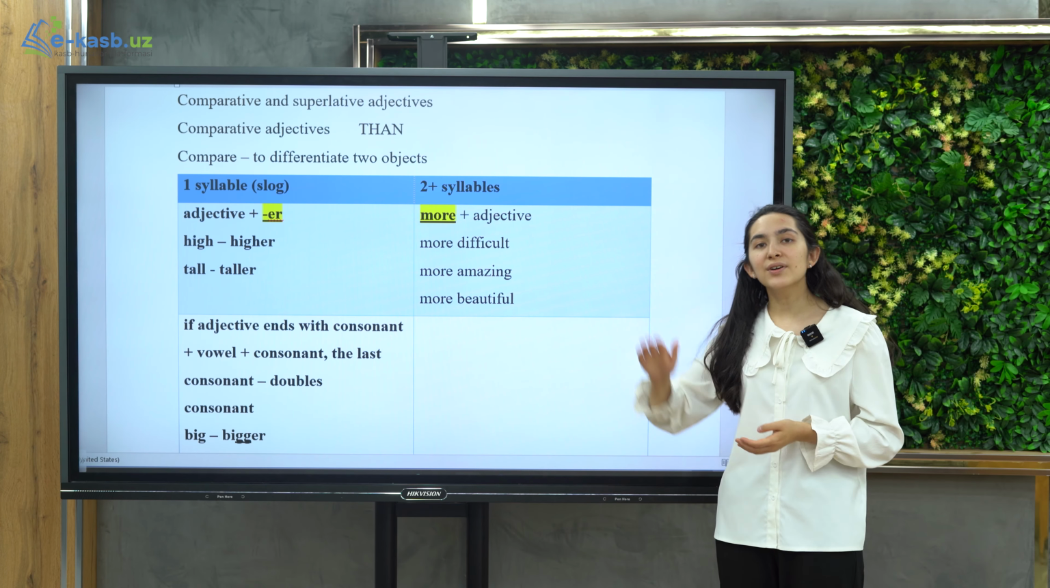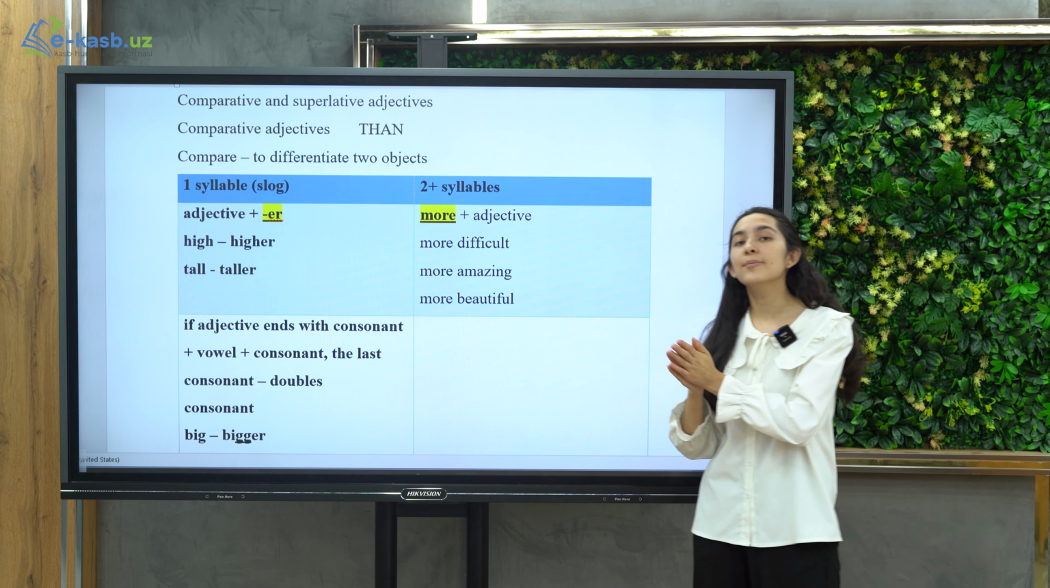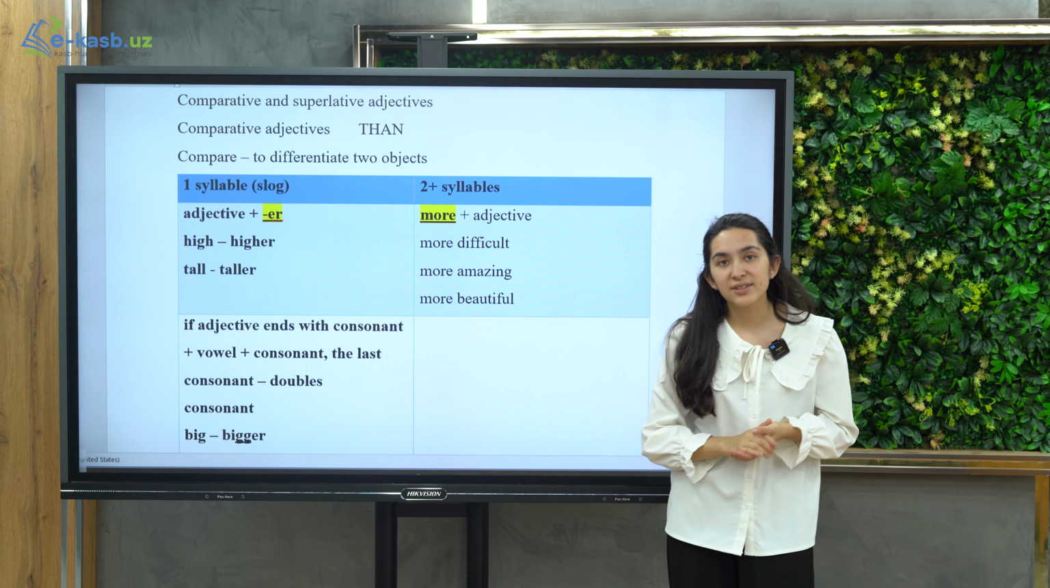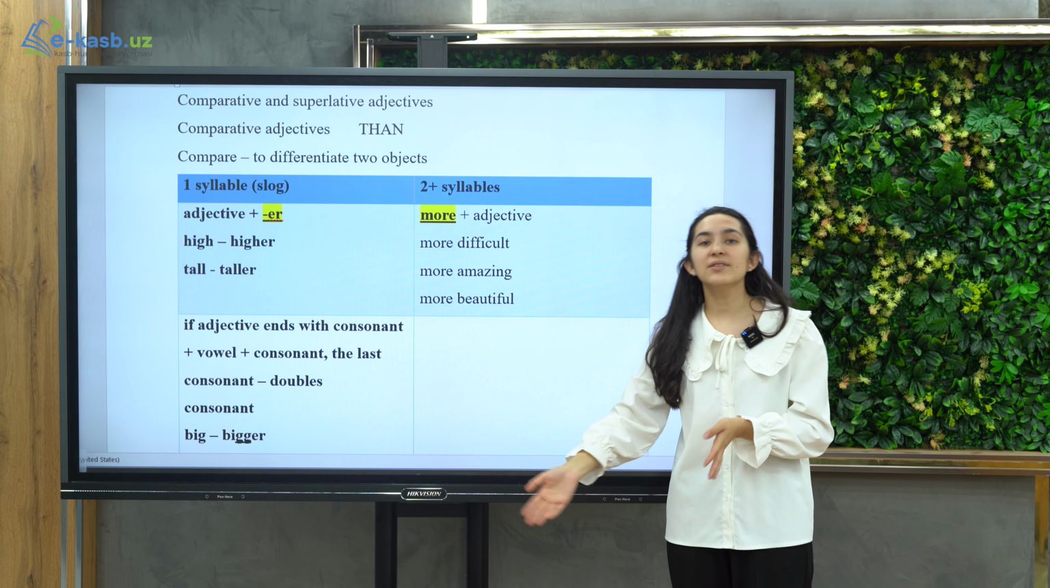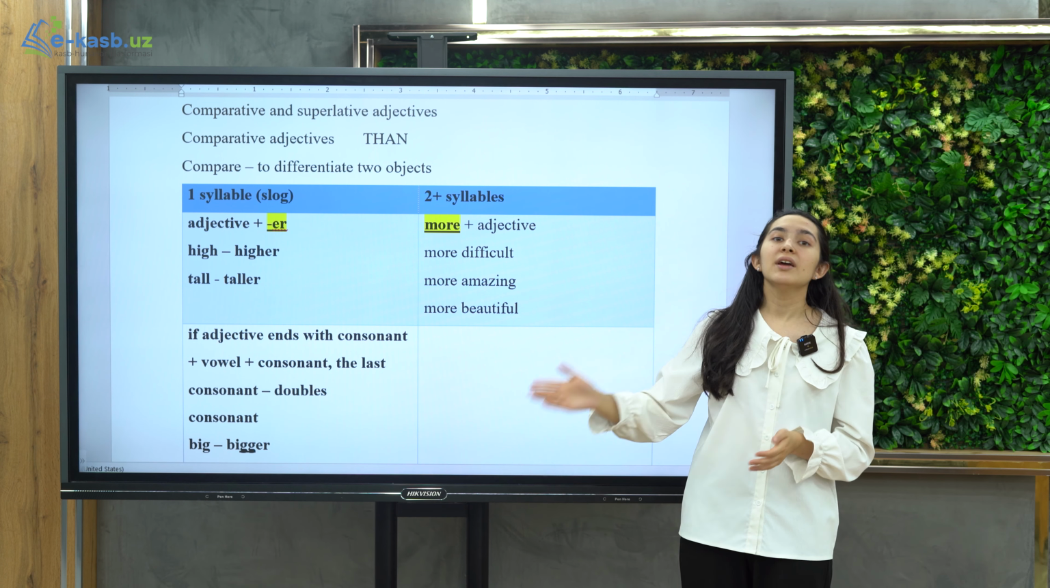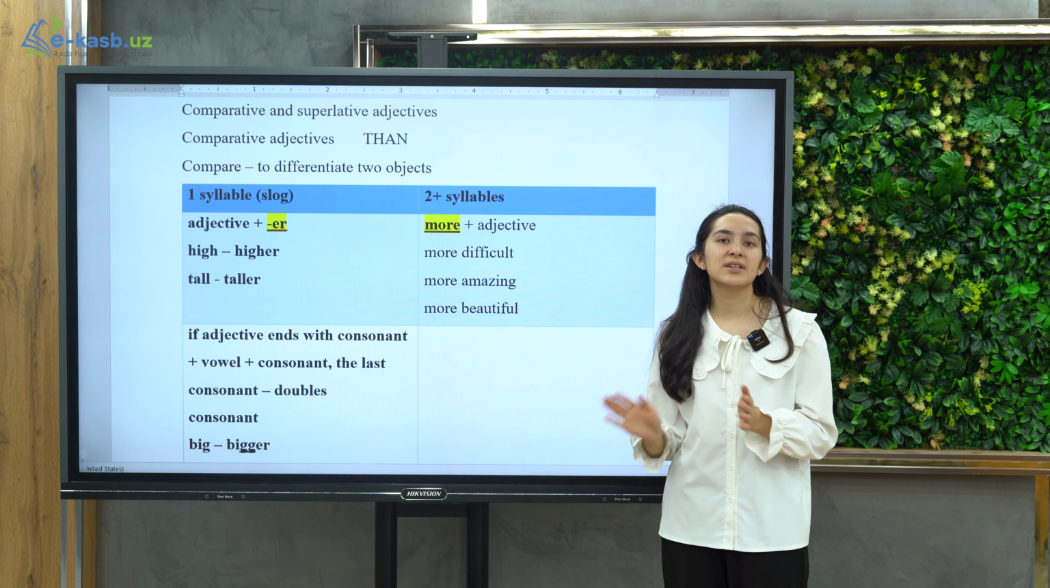Let's start. Our grammar topic for today's lesson is comparative and superlative adjectives. And again, one of the most interesting topics. What is comparative? What is superlative adjective? We have similar topic in Uzbek and in Russian and in every single language.